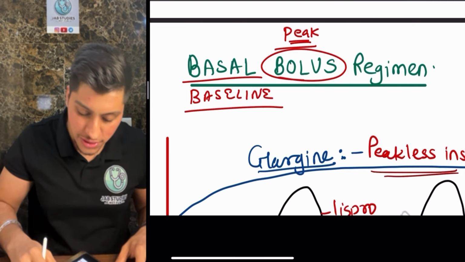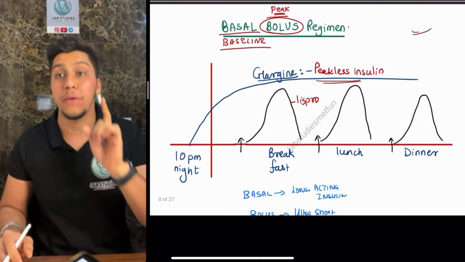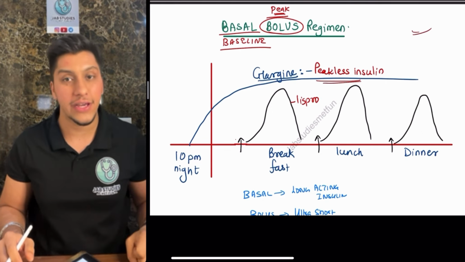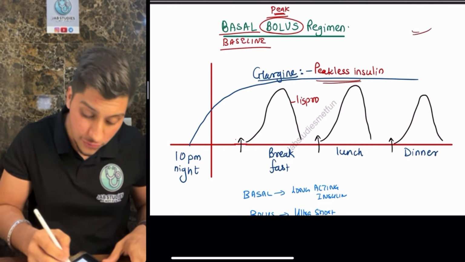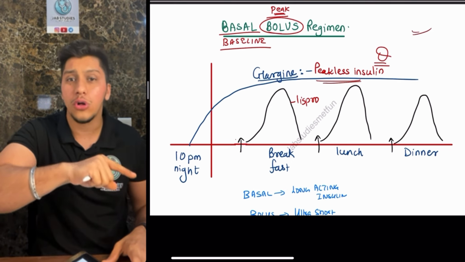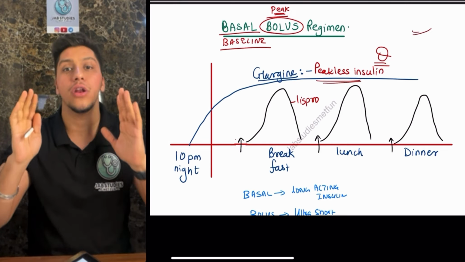So let us talk about this example. As I already told you, the baseline in your basal-bolus regime is a long-acting insulin. Examples of long-acting insulins are glargine, degludec, or detemir. These are known as peakless insulins. They don't have any peak. They will be constant throughout. Thereby, the blood glucose will be maintained normal.